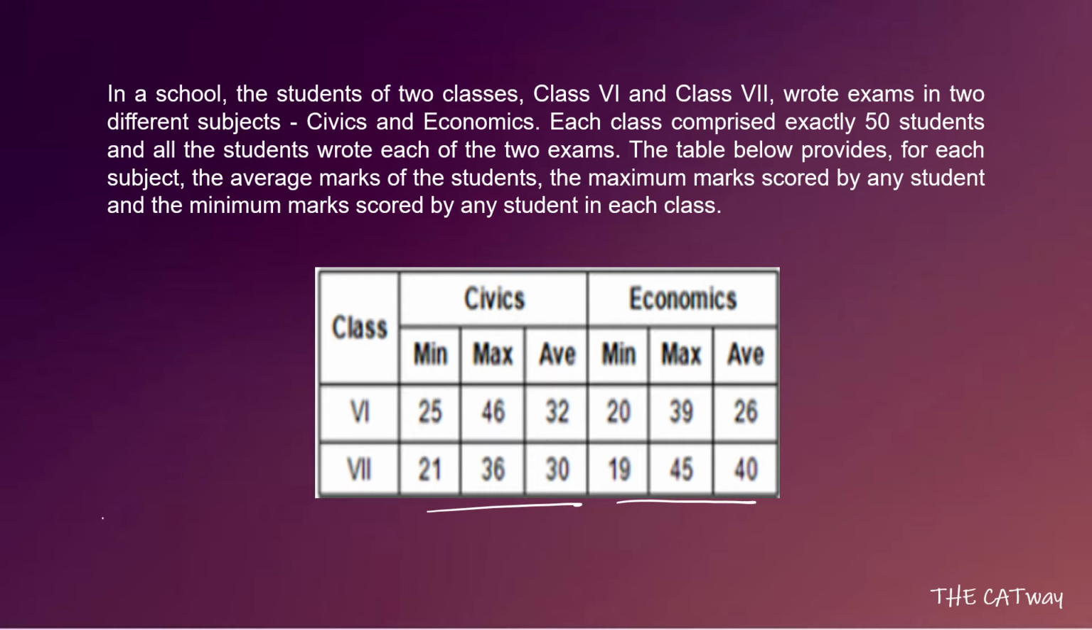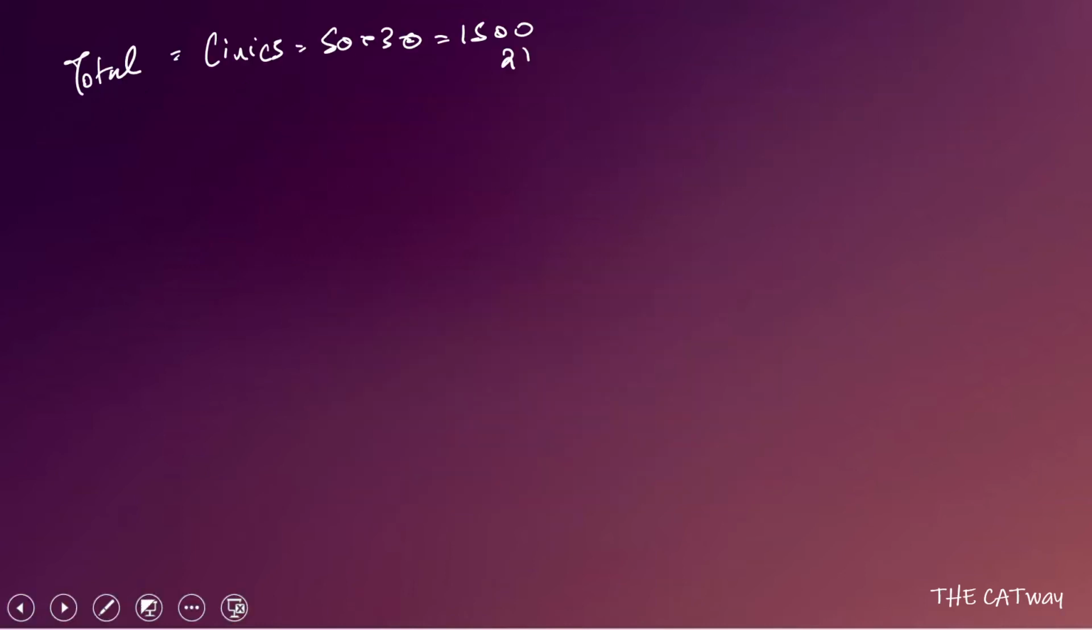The first thing we are going to do is calculate the total marks. For civics, the average here is 30, so the total for civics is going to be 50 into 30, that is 1500. We know that out of this, one student has to score 21 marks and one student has to score 36 marks. So if we subtract this from here, the remaining number will be 1443. So 1443 is the total number of marks that the 48 students of civics scored.